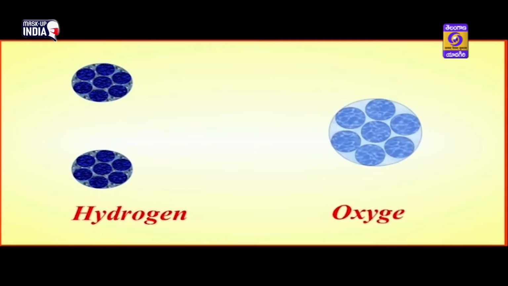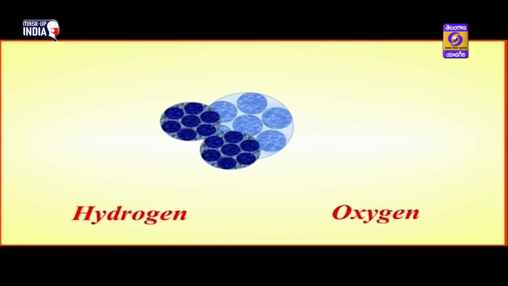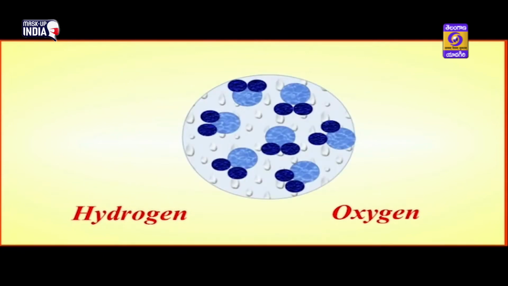Look here, my dear children, these are hydrogen elements. Each hydrogen element has 7 atoms. So there are 14 hydrogen atoms. This is oxygen. There are 7 oxygen atoms. When these combine together to form water molecules, the total atoms present in the water is 21. That means no atom is destroyed and no atom is created here.